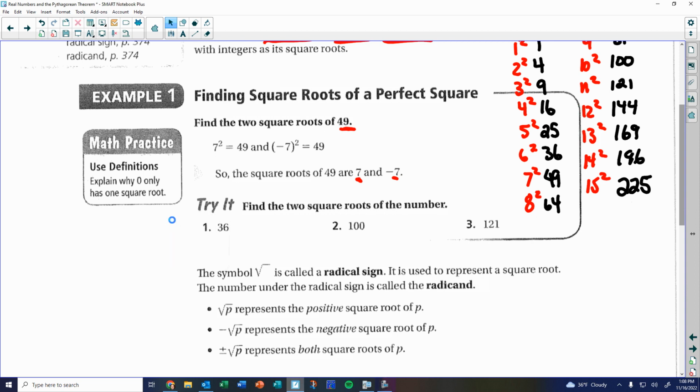All right, 2 roots, so you're talking positive and negative. So for 36, do you? 6 and negative 6. Yep, this is 6 and negative 6. Sometimes you see them written this way: positive, negative 6. Okay. 100. 10 and negative 10. And 121. 11 and negative 11. Yep, 11 and negative 11.